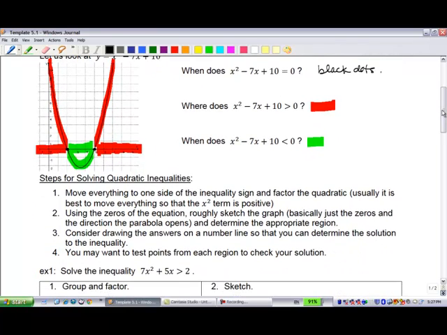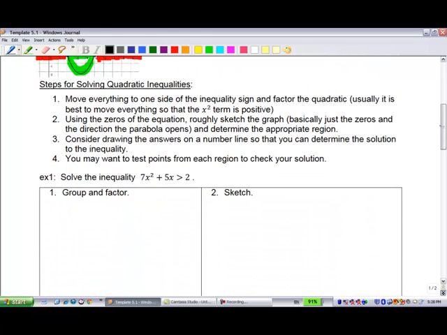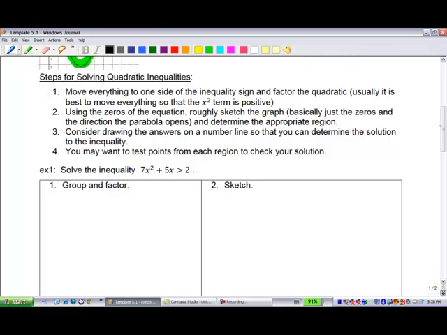If we can sketch a graph of a quadratic, it's very easy to figure out if we need to shade above or below based on the inequality. So I came up with 4 quick steps here. When we solve these algebraically, I don't want to always graph them precisely. We're going to move everything to one side of the inequality sign and factor the quadratic. It's usually easiest to move everything so that the x squared term is positive, but it's completely up to you. Remember, when you multiply or divide by a negative, you must flip the inequality sign.